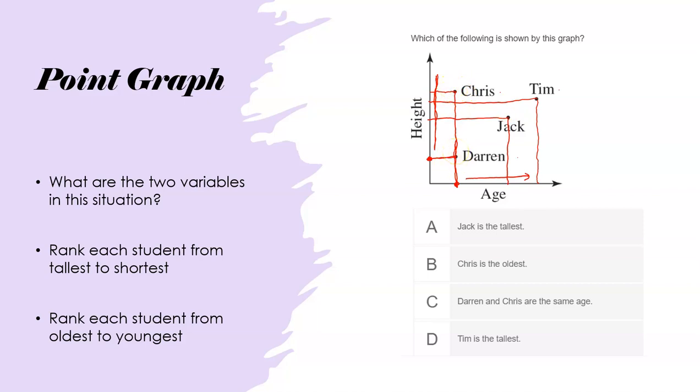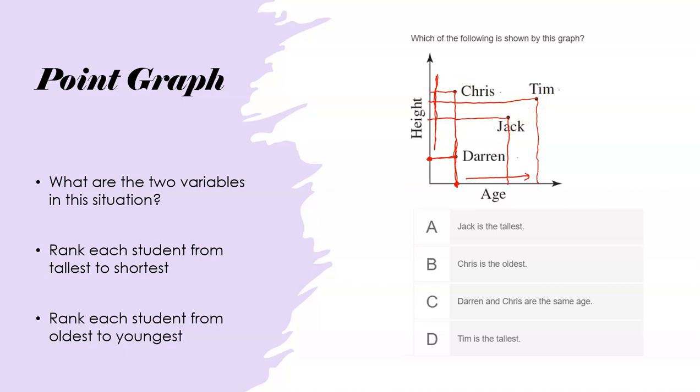So we have a multiple choice question here that we're asked to answer. Which of the following is shown in this graph? A, Jack is the tallest. No, Jack isn't the tallest. We just saw that Jack is not as tall as Tim. B, Chris is the oldest. No, Chris is not the oldest. We can see that Chris is not as old as Jack or as Tim.